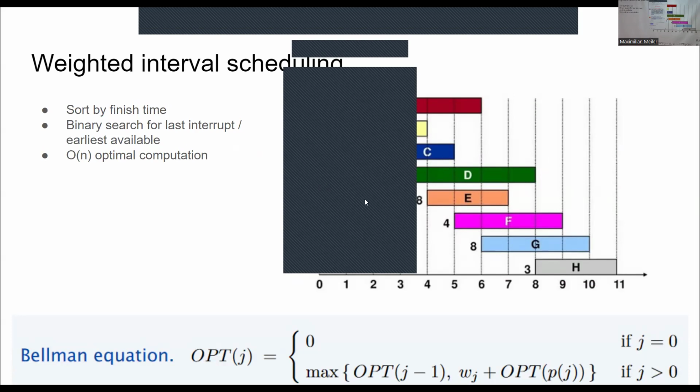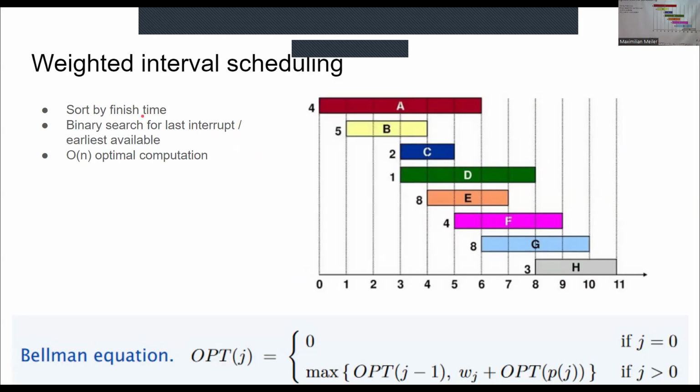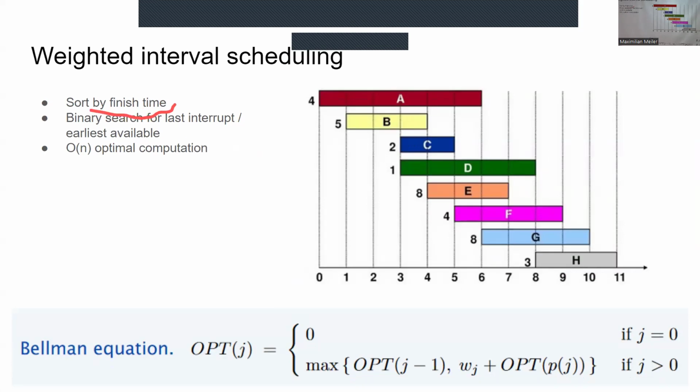Is it still O(n log n)? Yes. This sorting part is n log n, and this binary searching part is n log n. Even if this part is O(n), the whole thing is n log n.